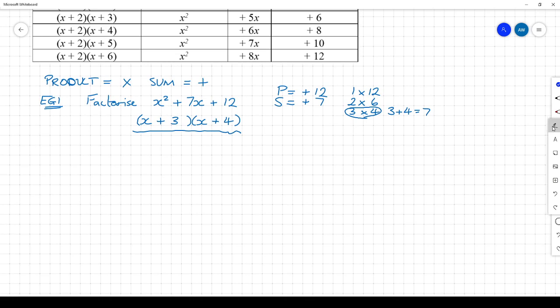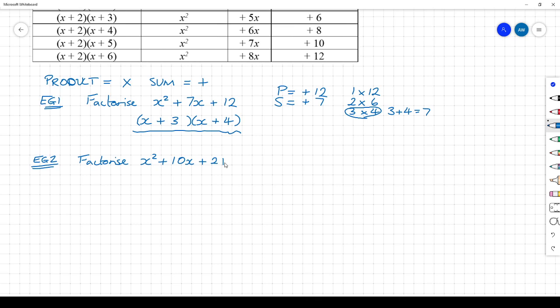Okay, product and sum. All right, this is the method we are using. Okay, factorize x squared. I'm going to keep everything positive still. And we're going to have 10x plus 21. So we've got x squared. Okay, coefficient of x squared is only 1. The next video is where the numbers will be bigger than 1. Plus 10x plus 21. So a little bit quicker this time.